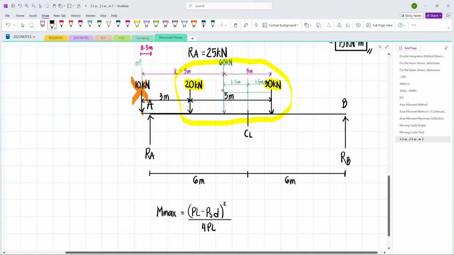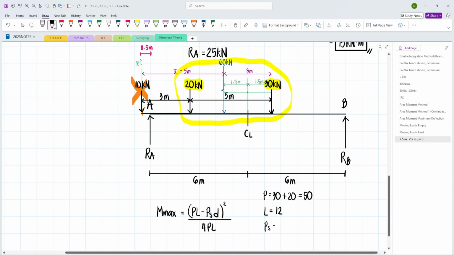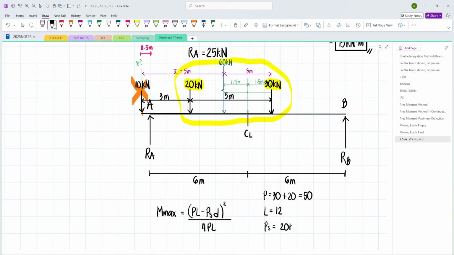Now, P is equal to the sum of the two loads. 30 plus 20 is equal to 50 kilonewtons. The length is equal to 12 meters, the length of the span. Then, P sub S is the value of the smaller load. The smaller load is 20 kilonewtons.